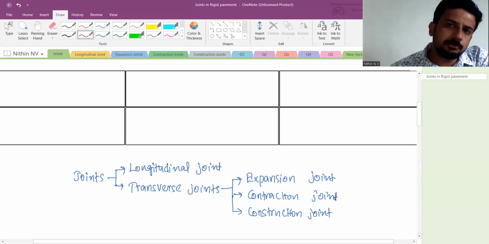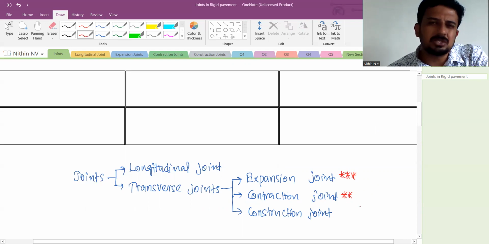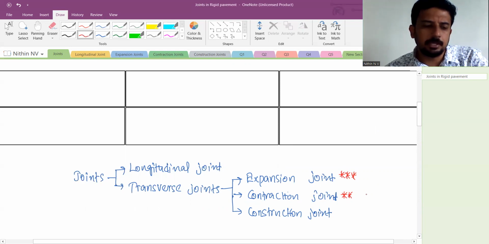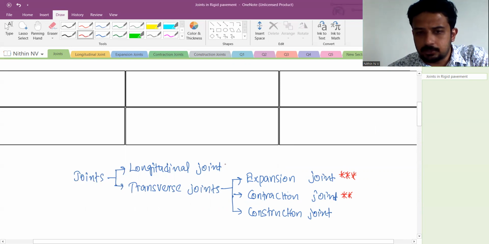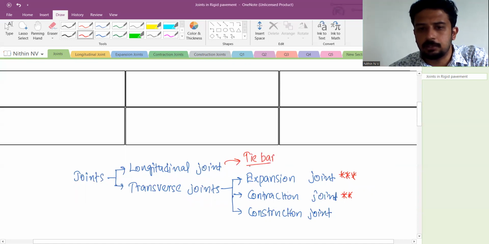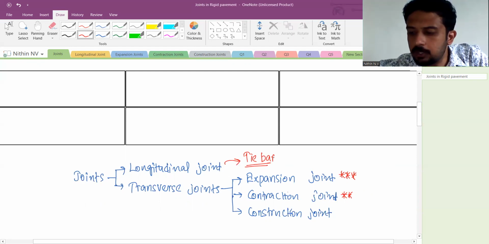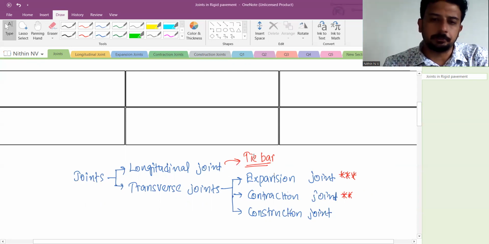So from a competitive exam point of view, the most important are the expansion joint and then the contraction joint. These two are the topics which are generally asked in the exams. And under the longitudinal joint, we are going to study a concept called tie bar. This is the next concept which we need to study in detail. In our session, we'll be discussing everything in detail. Let it be there as of now as an introductory portion.